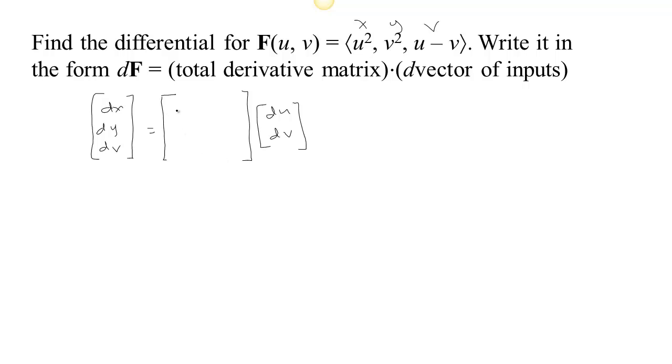So let's look at the derivative of x with respect to u. That's 2u. The derivative of x with respect to v is 0. The derivative of y with respect to u is 0. The derivative of y with respect to v is 2v. The derivative of z, that's z. Okay, dz. The derivative of z with respect to u is 1, and the derivative with respect to v is negative 1. So this is what we call the total derivative.